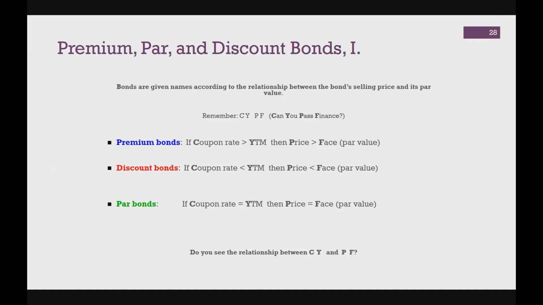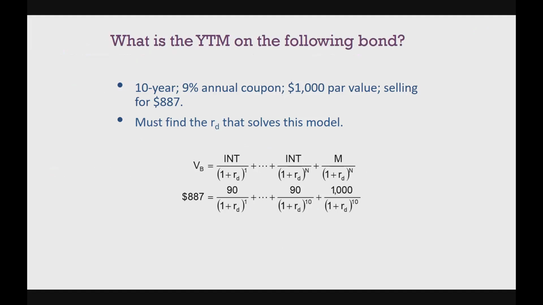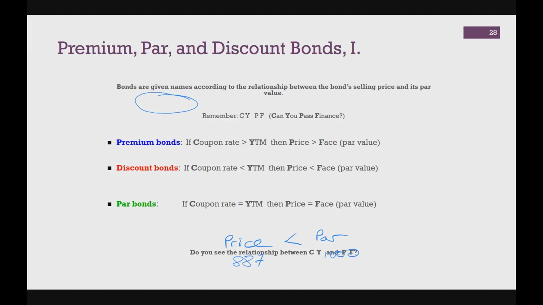Let's go back to the previous question. The price of the bond was $887. So the price is below the par value. Par value was $1,000, price $887. So this bond, which we calculated the yield to maturity as 10.91%, is a discount bond. The price is lower than the face value, so this is a discount bond.